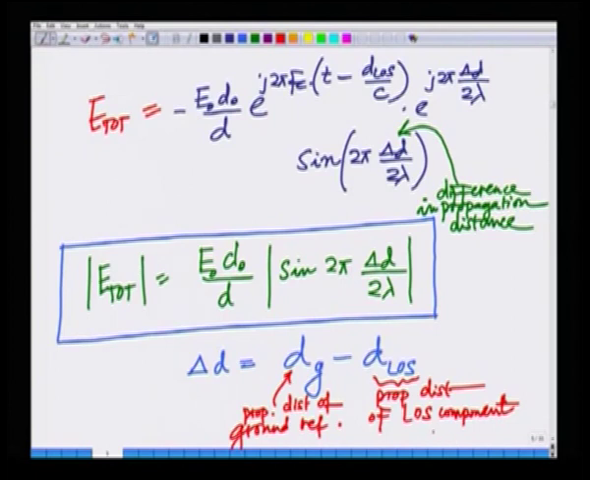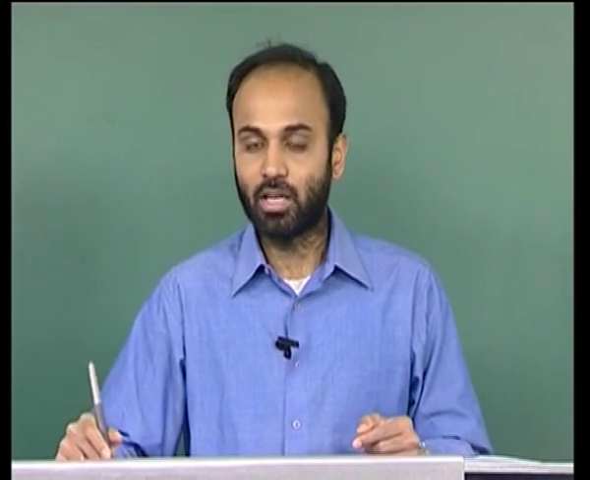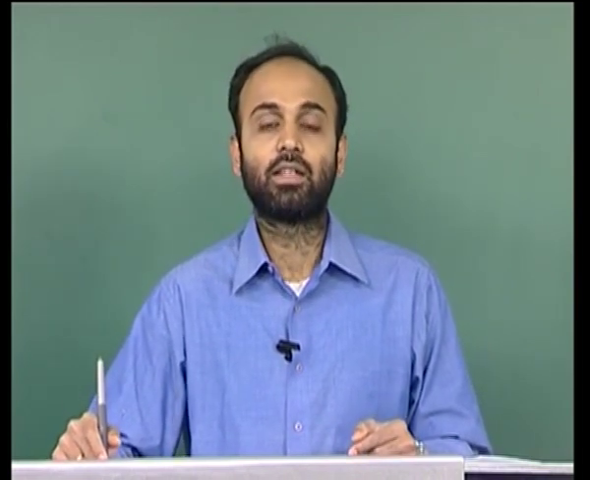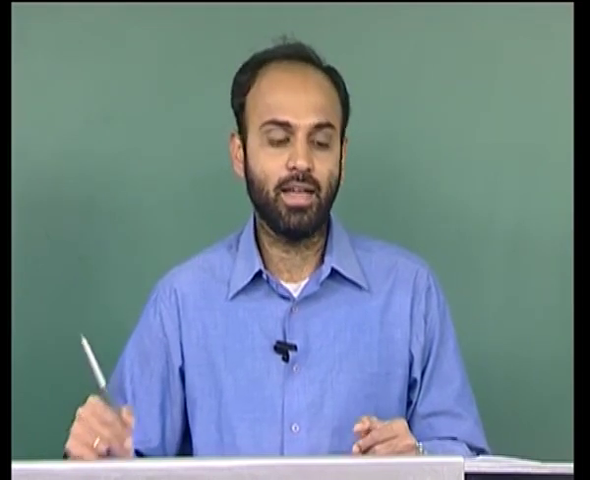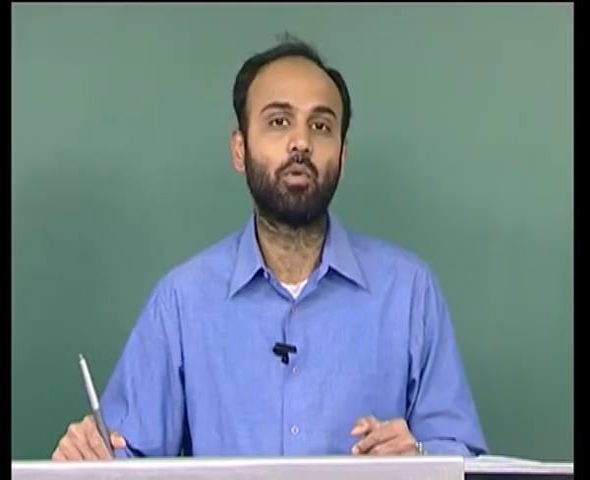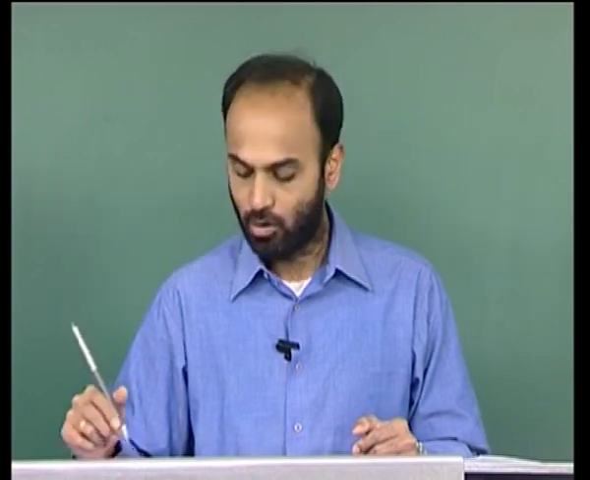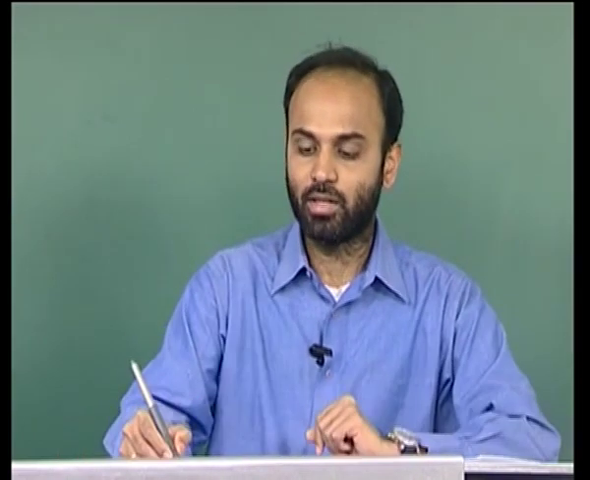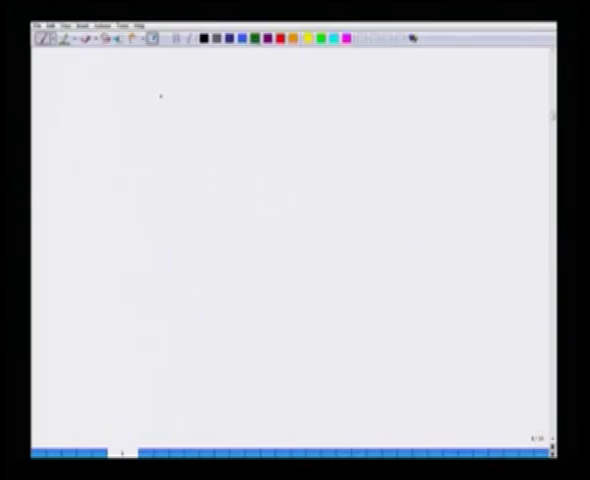Okay. So, now what we have to do is we want to simplify this expression further, which means I want to simplify this delta d, which is the difference between distances dg and dLOS. So, first I will start by computing both dg and dLOS. Let me start first by computing the easier one, that is dLOS, and for that let me go back to the diagram.